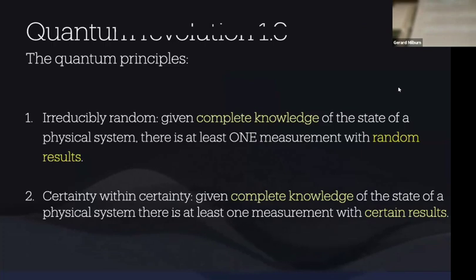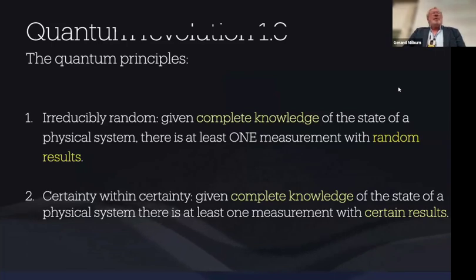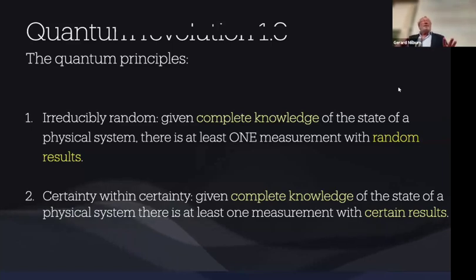But the two key principles of quantum physics are very, very counterintuitive. And the first one is that the world is irreducibly random. That is, given complete knowledge of the state of a physical system, there's at least one measurement with random results. There's quite a deal of sophisticated mathematics lurking behind this simple statement, but some of you may have heard of the Heisenberg uncertainty principle. So let's put this in that setting.